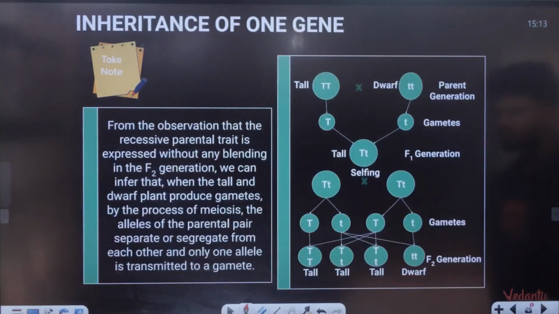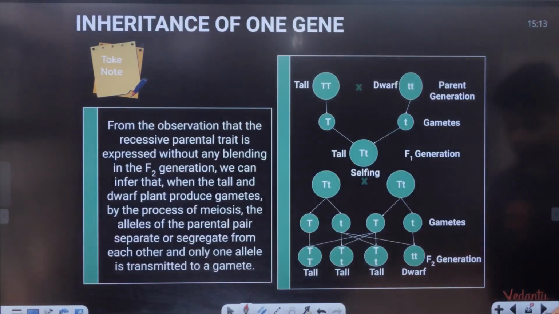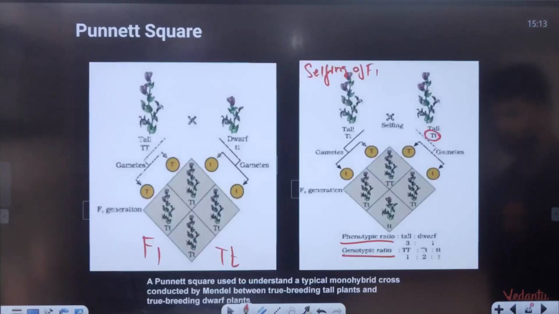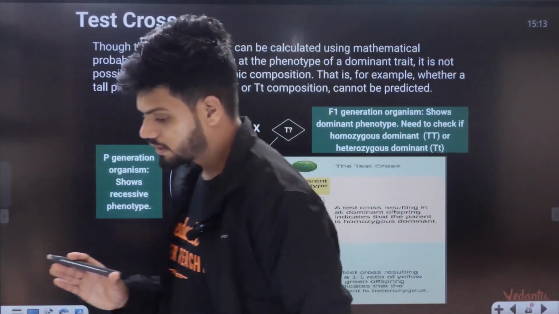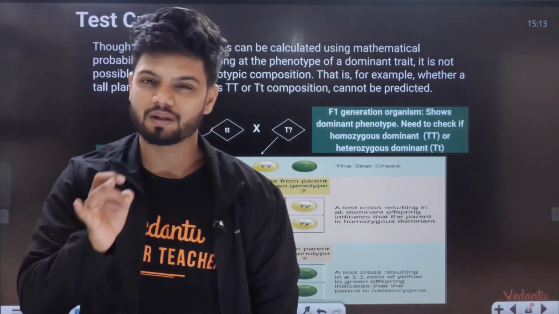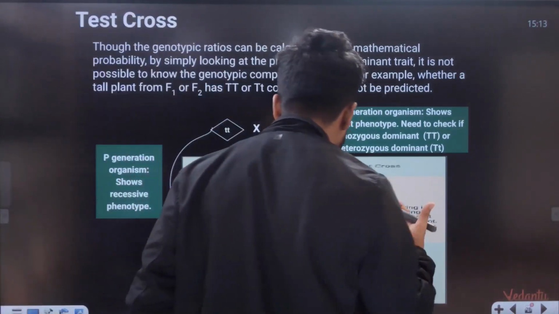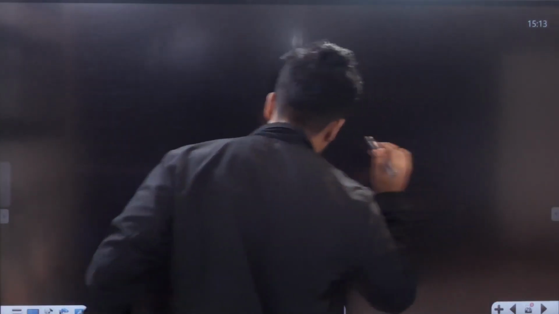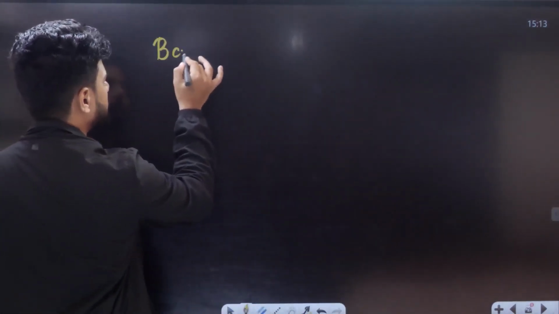This is the entire monohybrid cross right here. Now, students, after the monohybrid cross, there is something called a test cross. Understand why a test cross is done, what a test cross is, and what the different types of test cross are. Before you understand test cross, I want everyone to understand something called back cross. First of all, back cross.